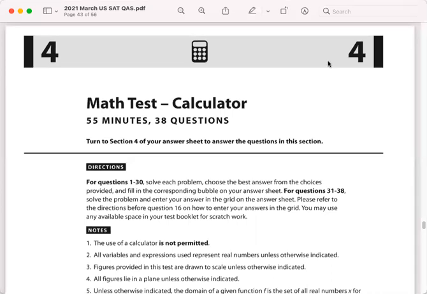Hello students, today we'll solve the March 2021 US SAT Math Calculator section together. So let's begin.